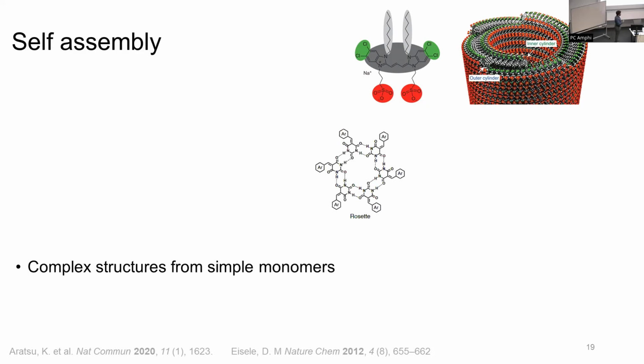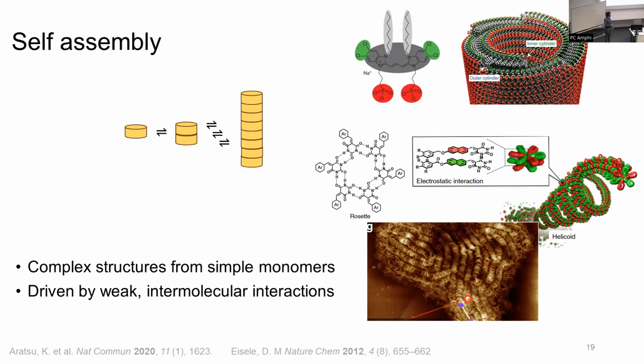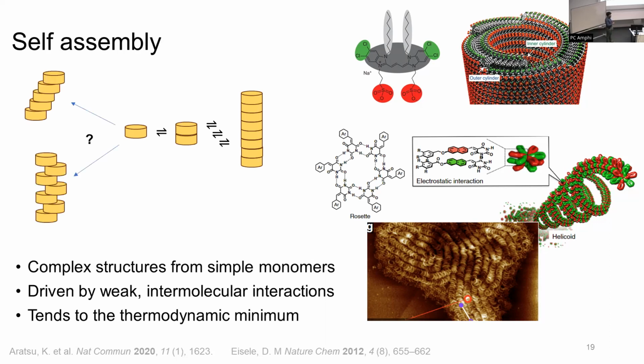You can also get some hierarchical assembly where first the aromatic molecules self-assemble into a rosette, and that rosette acts as a monomer. But the general point that I want to make about self-assembly is that it's all driven by weak interactions, and therefore the classical self-assembly goes to equilibrium and goes to the thermodynamic minimum. That is a characteristic of the process, and it's also a limitation, because if you want to access different polymorphs, let's say out of a single monomer, typically that's not possible.